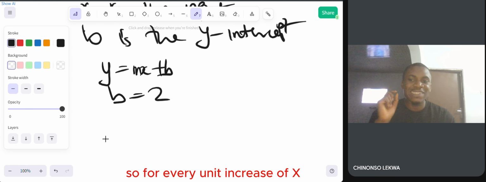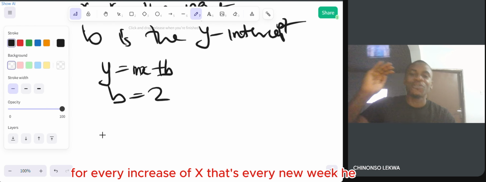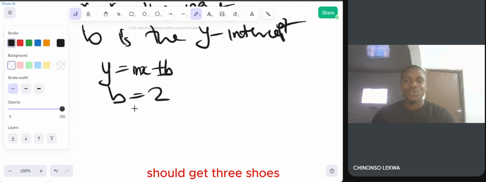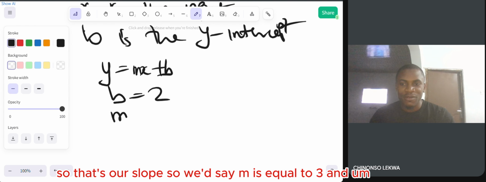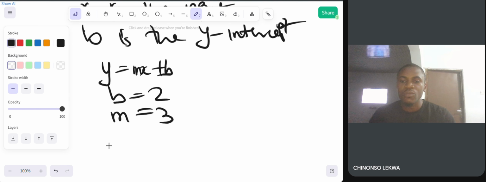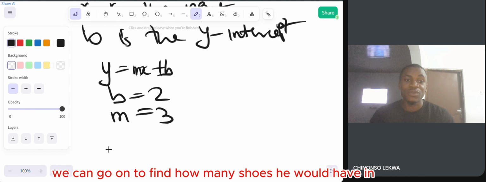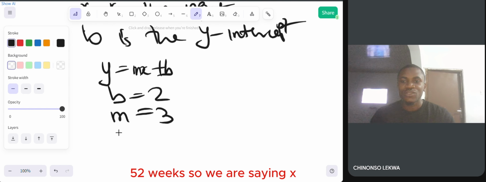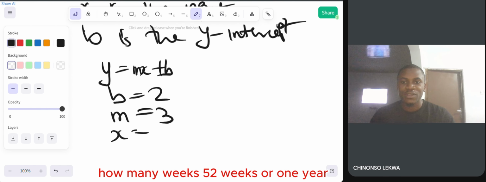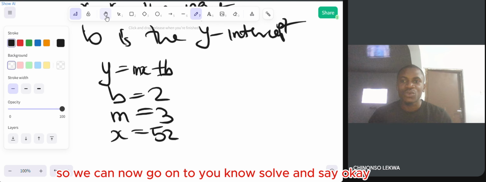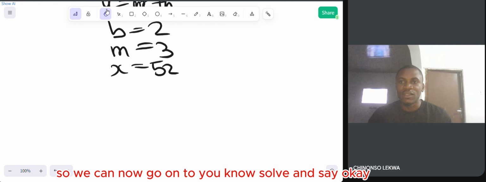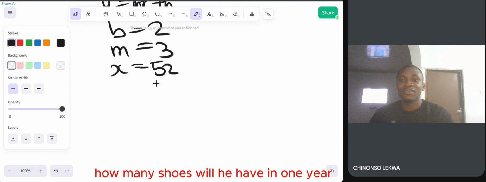So for every unit increase of x, that's every new week, he gets three shoes. So that's our slope. We'd say m is equal to 3, and we can go on to find how many shoes he would have in 52 weeks. So we're saying x is 52 weeks, or 1 year. Now we can solve: how many shoes will he have in 1 year?